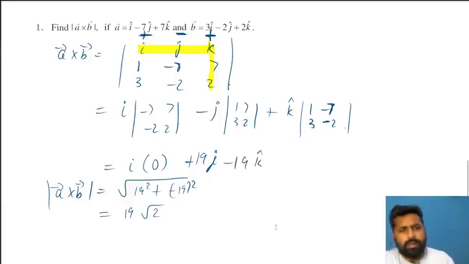Okay. Yes, slightly lengthy, you can see. You have to open the determinant and be very careful. I've shown multiple steps. If you are comfortable, no need to write it like this. Directly calculate your IJK accordingly. Okay. All right, this is done. Let's look at the next question.